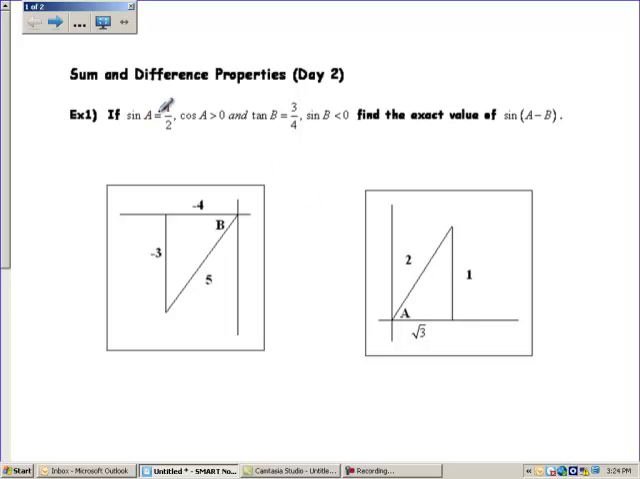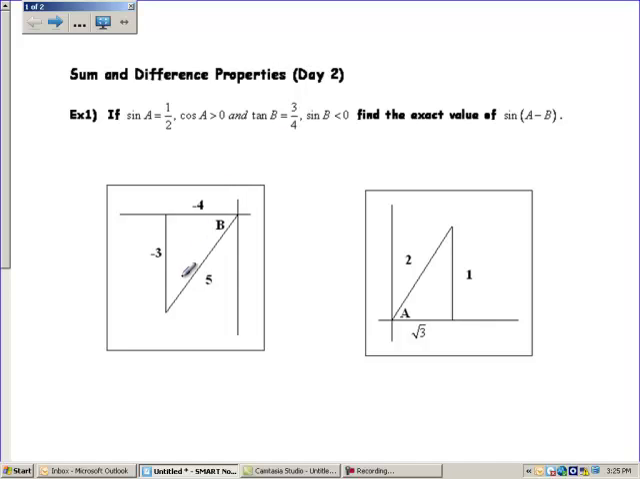And then since you know sine is opposite over hypotenuse, I put the 1 across from the A, the 2 on the hypotenuse, and of course we've seen this picture before, the square root of 3 on the adjacent, because of the Pythagorean theorem. Now the second triangle that has angle B in it is a little more difficult.